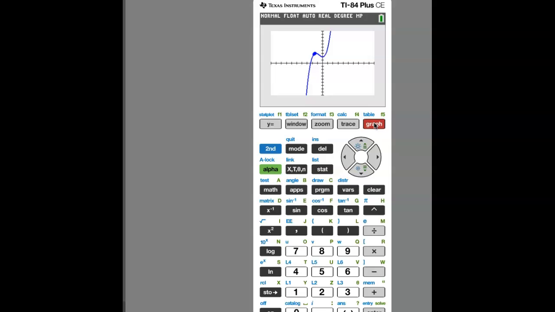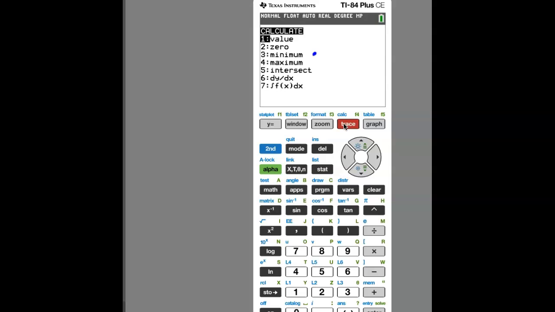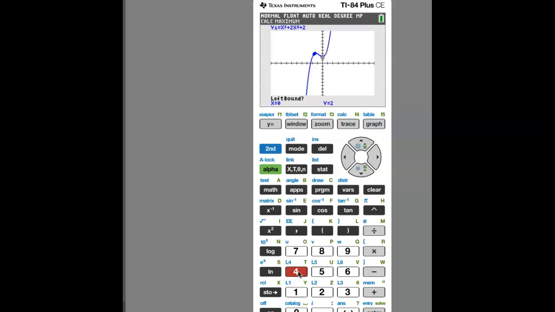That's our relative max. Second trace, number 4. We want to set our cursor to the left of that, hit enter, move it around to the right of it, hit enter again, and hit enter a third time to bypass our guess. So our maximum would be negative 1.33, and our y-coordinate would be 3.19. We'll just round to hundredths.